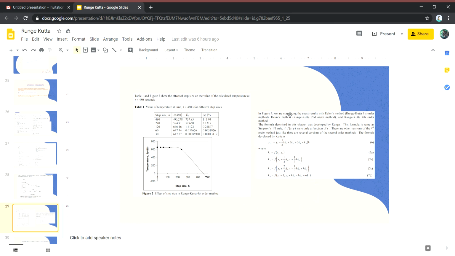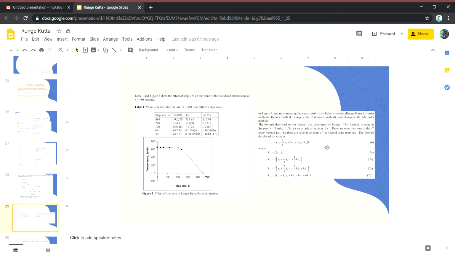So in figure 3, we are comparing the exact result with Euler's method, which is Runge-Kutta first order method, Heun's method, which is Runge-Kutta second order method, and Runge-Kutta fourth order method. The formula described in this chapter was developed by Runge. This formula is the same as Simpson's 1/3 rule if f(x, y) were only a function of x. There are several versions of the fourth order method, just like there are several versions of the second order method.